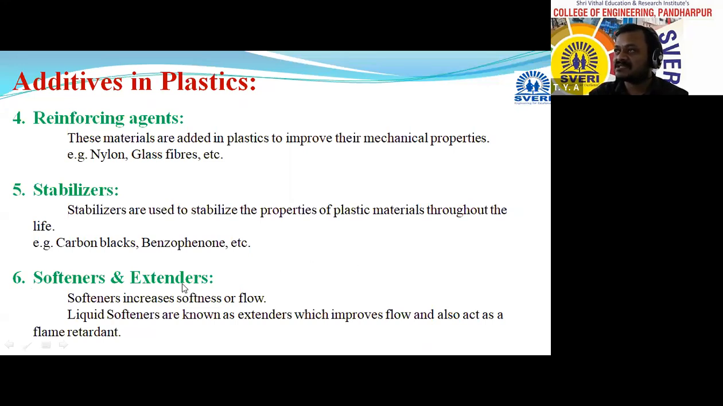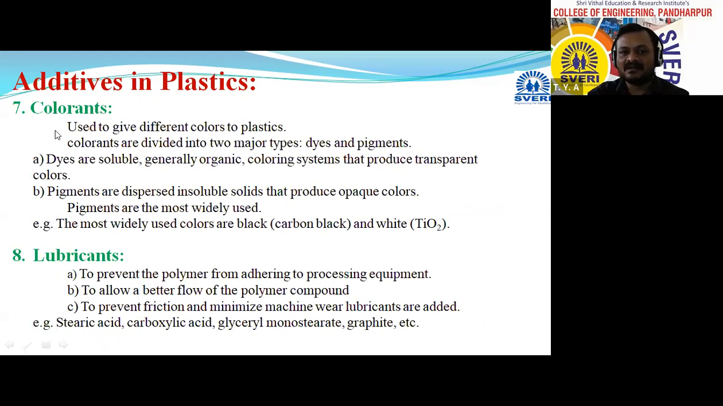Then softeners or extenders are used to make the plastic material soft and to improve its flowability. Then there are colorants, different types like dyes and pigments. Dyes provide transparent colors and pigments provide opaque colors, meaning light cannot pass through these colors. Lubricants we also use to reduce friction during the processing of the plastic material, and also to provide better flow. We discussed these additives along with a few examples.